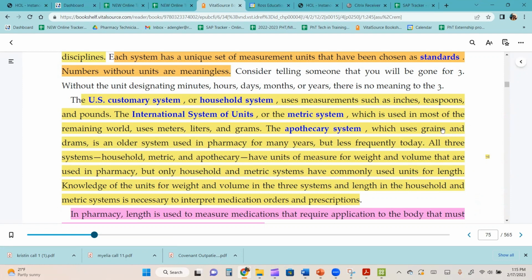So you could get prescriptions with all three of them on the prescription. You can get it all metric system. Usually, sometimes like for liquids, it'll be household and the metric system.